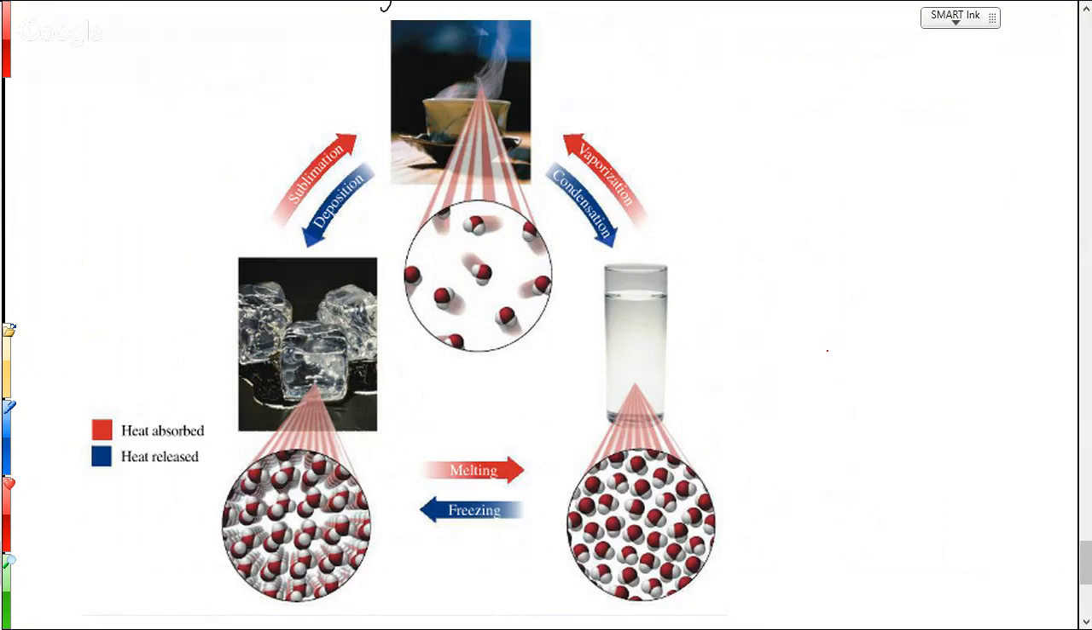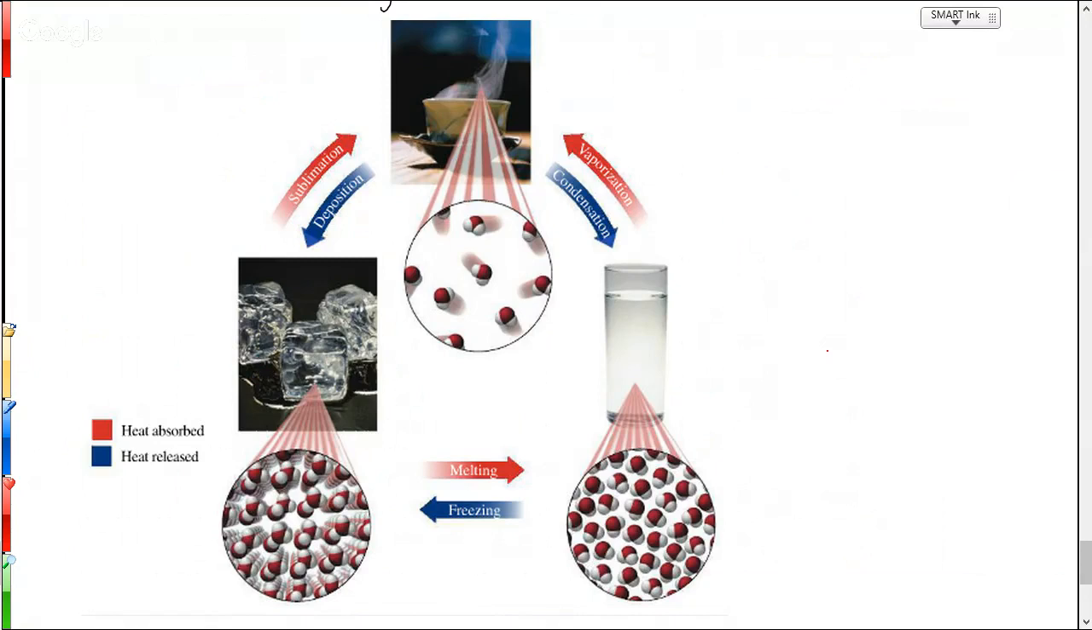The red and blue has to do with what's happening to the heat. We talked about heat being transferred. So it takes heat to melt something. Heat has to be absorbed to get it to melt. And then heat is released when it freezes. Heat is given off.